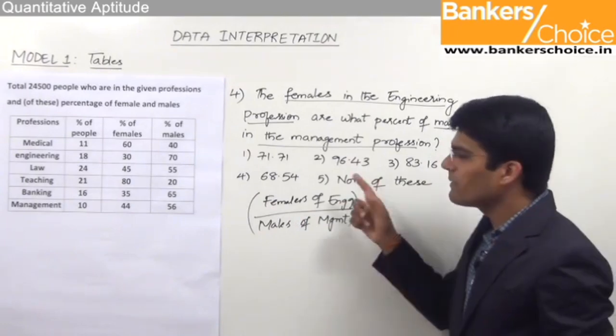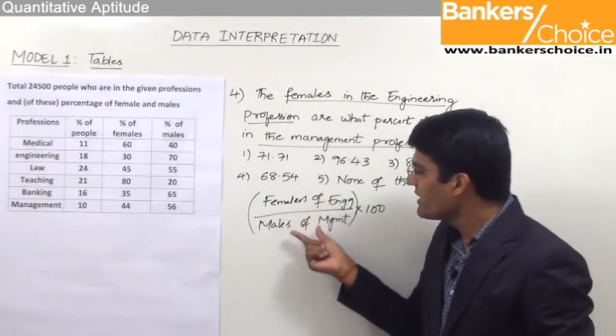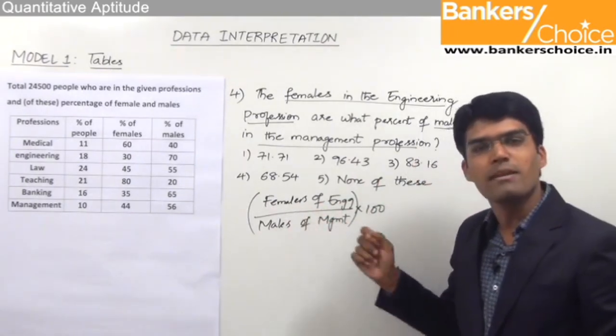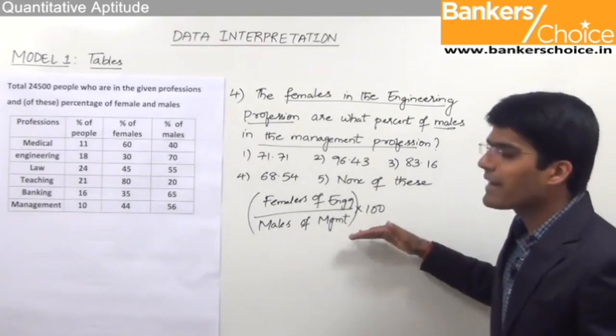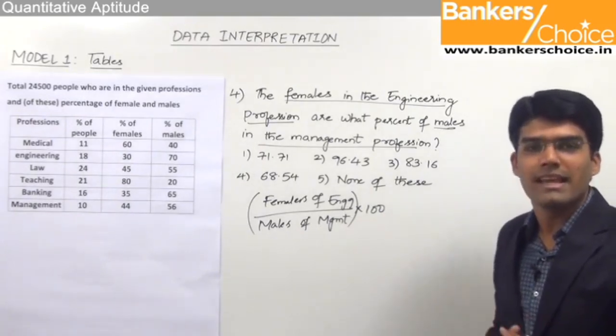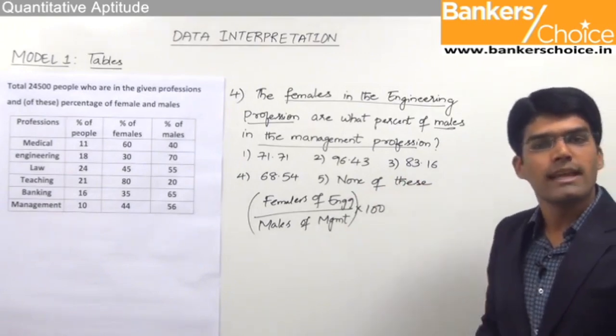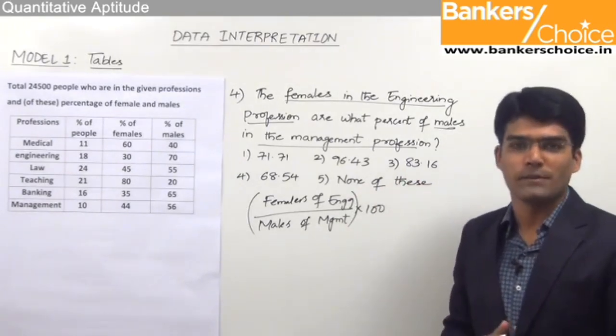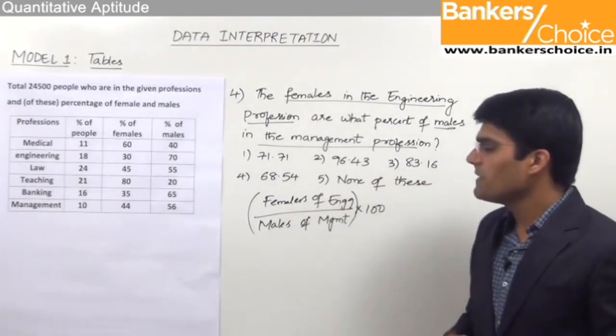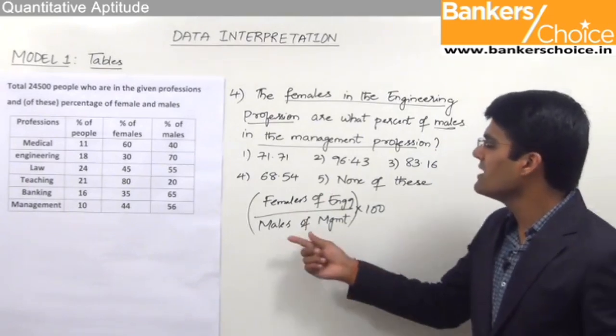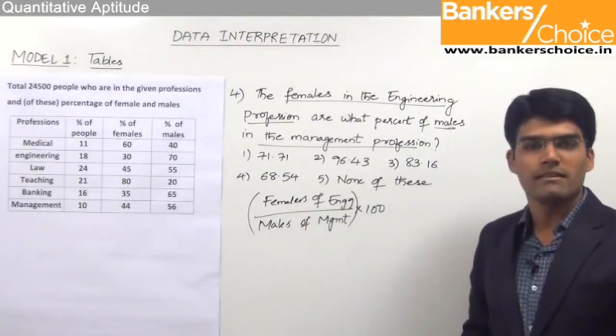Remember friends, when you are solving this question in the exam, there is no point in writing females of engineering by males of management into 100. Here I am writing this only so that we can understand the calculation. Otherwise, you directly need to put the numbers there and do the calculation, mark the answer, go to the next one. So the answer here should be females of engineering profession by males of management profession multiplied with 100.